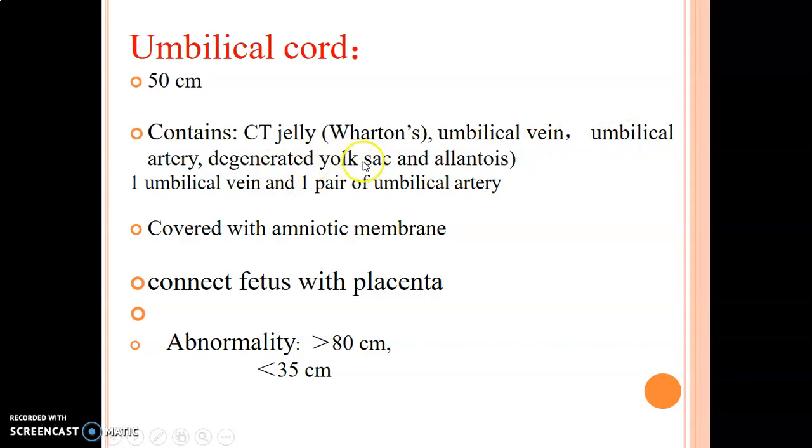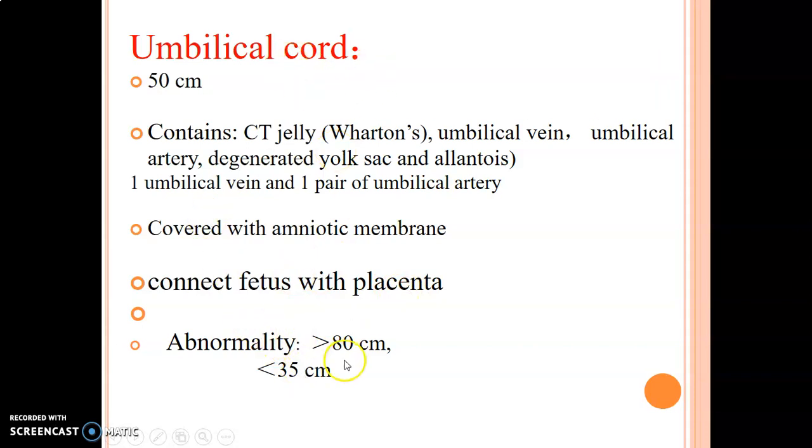And it also contains the degenerated yolk sac and allantois. So those are the contents of the umbilical cord: Wharton's jelly, one umbilical vein and two umbilical arteries, and degenerated yolk sac and allantois. The umbilical cord is covered with amniotic membrane, and usually it helps to connect the fetus with the placenta.